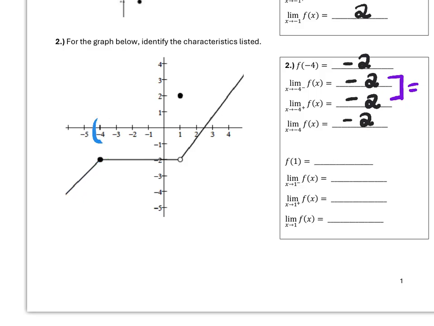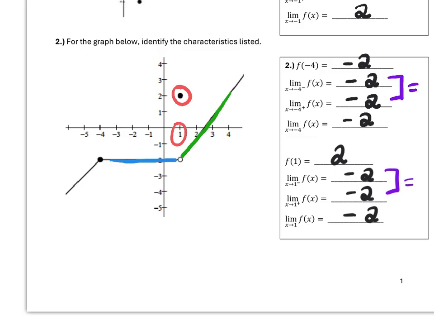So then let's look at when x is 1. So we're talking about right here. The value of the function at 1 is way up here where we have this closed circle. So the value of the function at 1, where it's a closed circle, is +2. But then we're going to talk about the limit. The limit as x approaches 1 from the left is -2. The limit as x approaches 1 from the right is also -2. These are equal, and because they are equal, that is our limit. The limit exists, and it is -2.